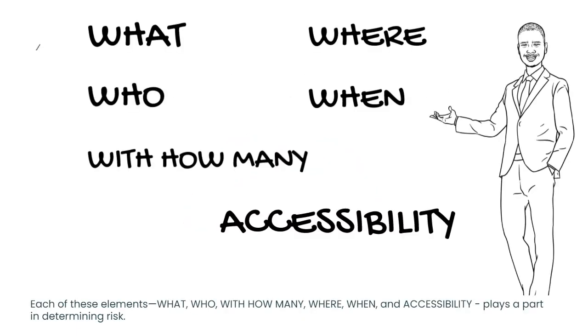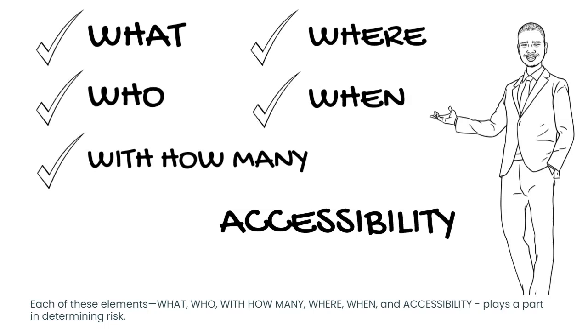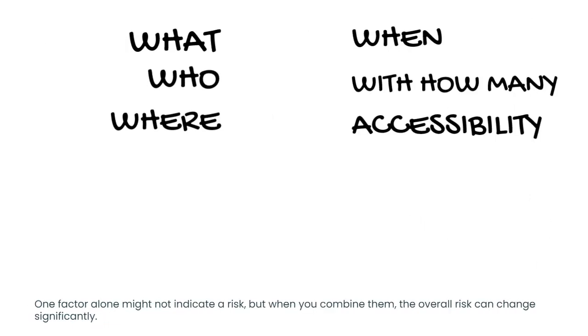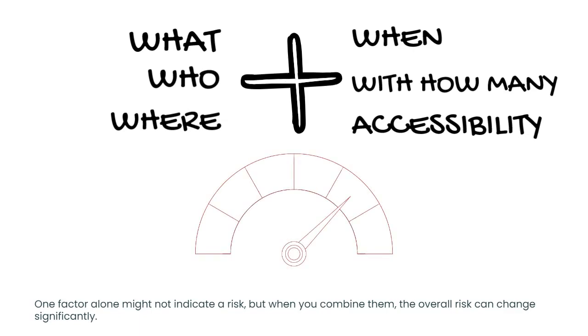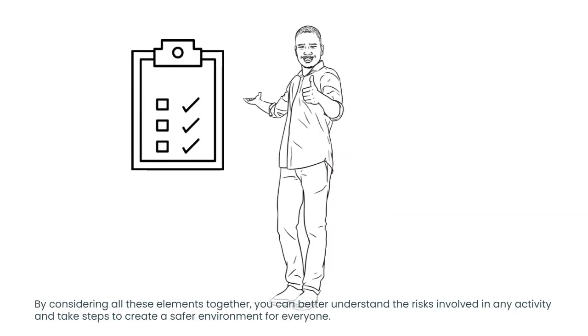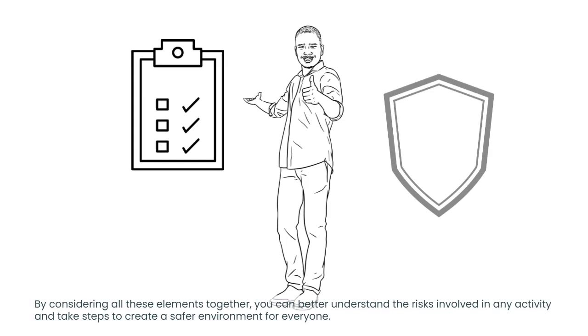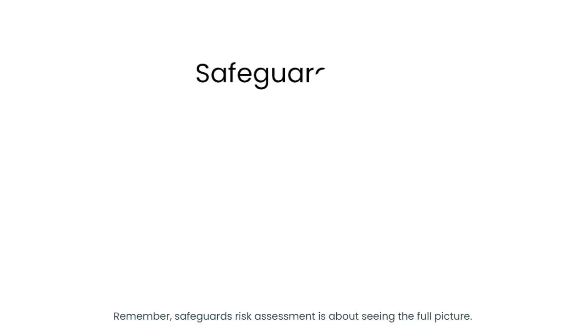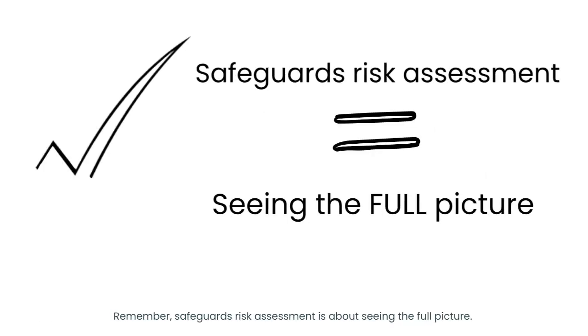Each of these elements, what, who, with how many, where, when, and accessibility, plays a part in determining risk. One factor alone might not indicate a risk, but when you combine them, the overall risk can change significantly. By considering all these elements together, you can better understand the risks involved in any activity and take steps to create a safer environment for everyone. Remember, safeguards risk assessment is about seeing the full picture.